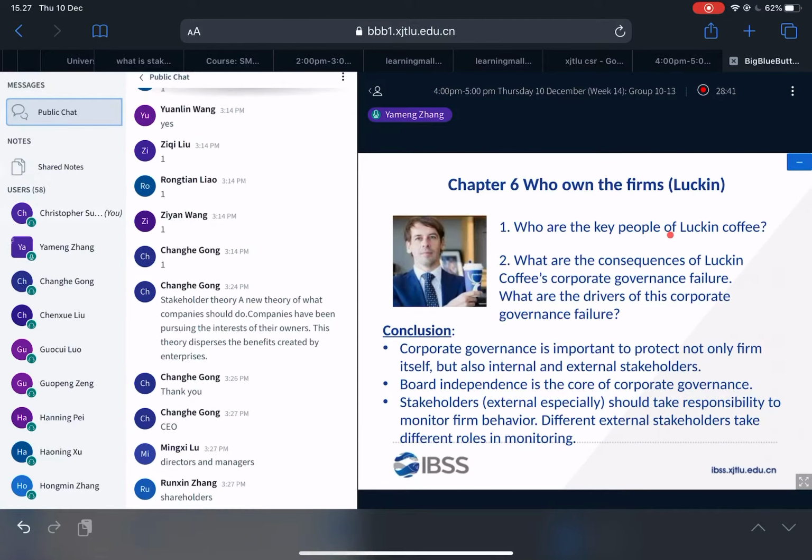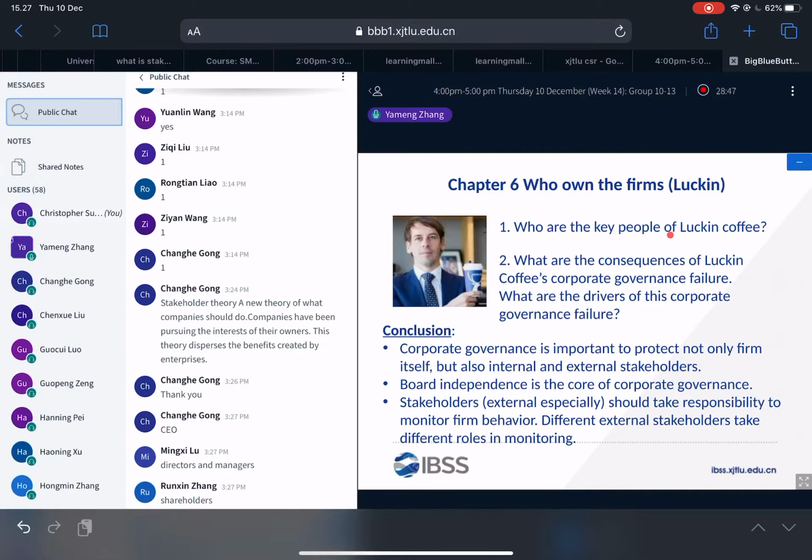Okay, I notice many students are typing here. Shareholders, excellent. Okay, so overall, yes, the key people we mentioned here are the people who have the right to make decisions for the strategies of the firm. They include CEOs, boards of directors, top management teams, and shareholders. These are the people who have the rights to make decisions for the firm.